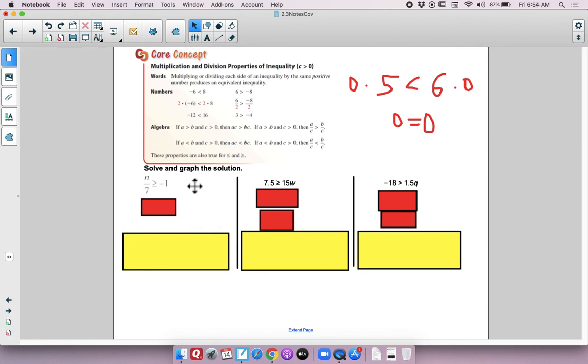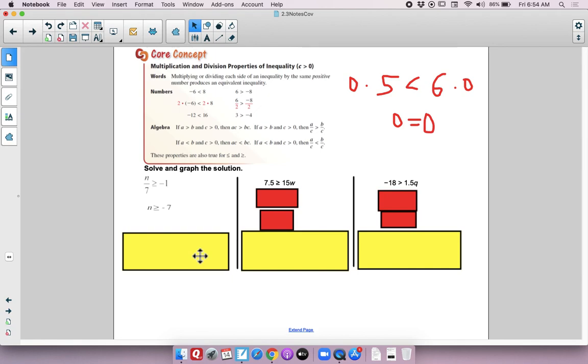So let's solve some of these. This is n divided by 7. What would you do to both sides? You would multiply by 7, right? Good. Am I multiplying by a positive number on both sides? Yes, I don't need to flip the sign. I get n is greater than or equal to negative 7.